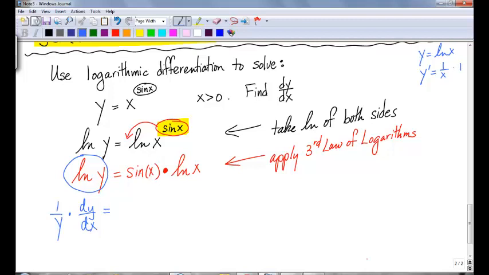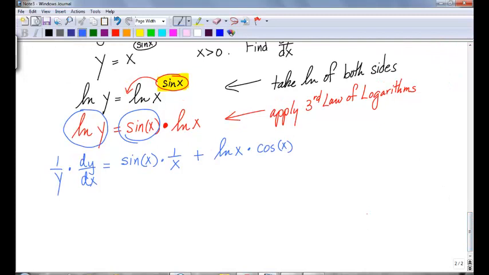Okay, so on this side, now, product rule. Product rule says leave the first one the same. So that's the sine x. Times, what's the derivative of the natural log of x? 1 over x. Product rule, you leave the first one the same, times the derivative of the second, then what? Plus. Then you leave the second one the same, times the derivative of the first. So you have to say, what's the derivative of sine x? Cosine x. Okay? Okay so far?